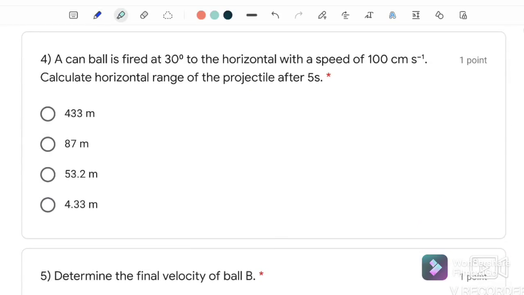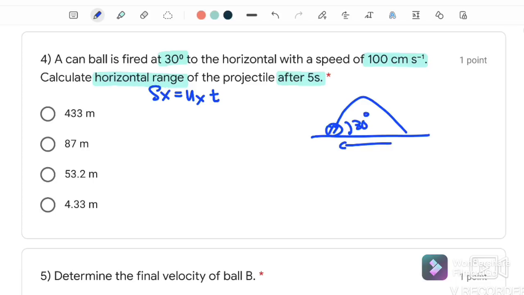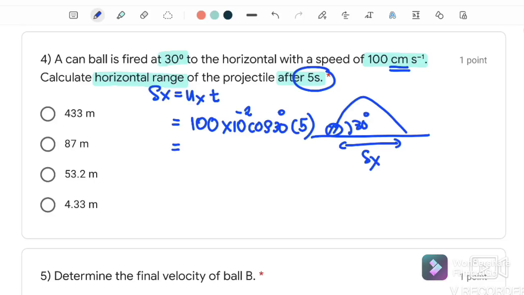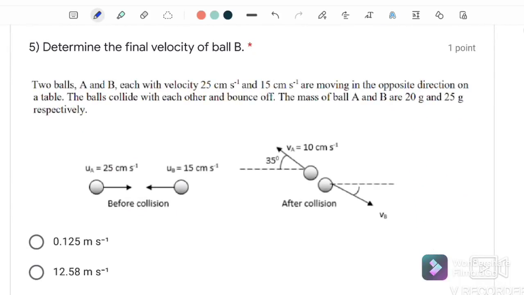Question number 4. A cannonball is fired at an angle of 30 degrees to the horizontal with a speed of 100 cm per second. Calculate the horizontal range after 5 seconds. We want to find the value of the x-axis displacement, and we know that sx is equal to uxt. This is the diagram where it shoots up at an angle of 30 degrees. We use sx equals uxt, where ux is 100 cm per second. We need to convert it into meters per second, so we multiply by 10 exponent negative 2, times cos 30 degrees, and the time taken is 5 seconds. After pressing the calculator, the horizontal range of the projectile after 5 seconds is 4.33 meters. The answer is D.